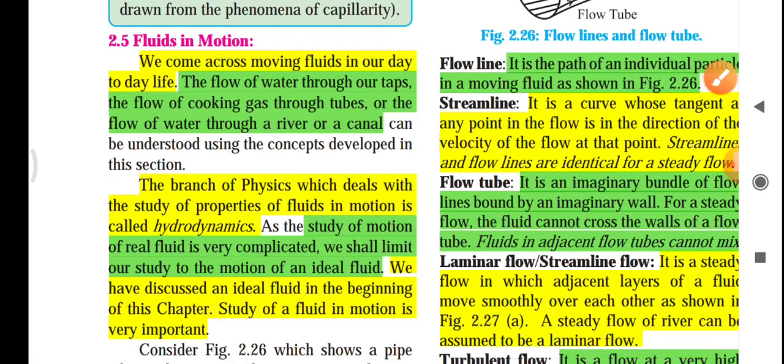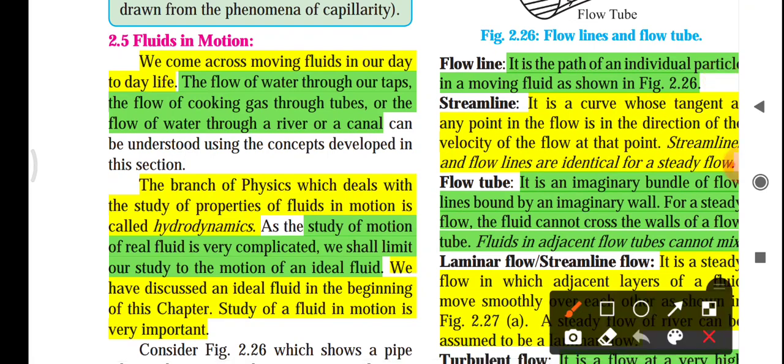Before going to the discussion, let me introduce the article. We come across moving fluids in everyday life, such as the flow of water through the tap.